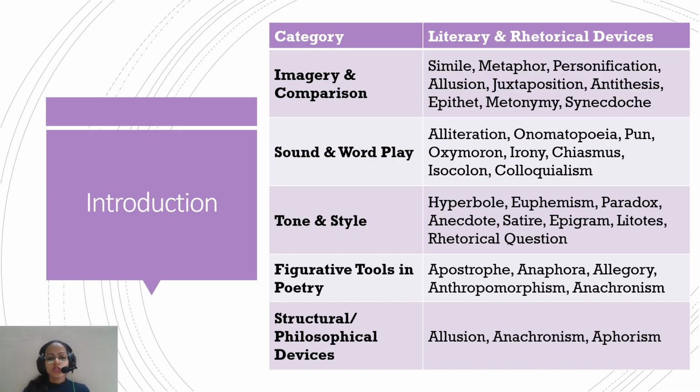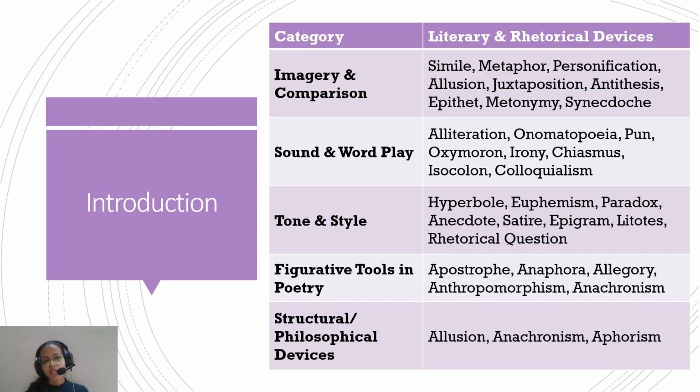So let's start. So there are various categories in which we are going to study these devices. Some devices that work on creating an imagery or comparison are the first category that we are going to study. Simile, metaphor, personification, allusion, juxtaposition, antithesis, epithet, metonymy, synecdoche. These are the devices that we will study in this first category.